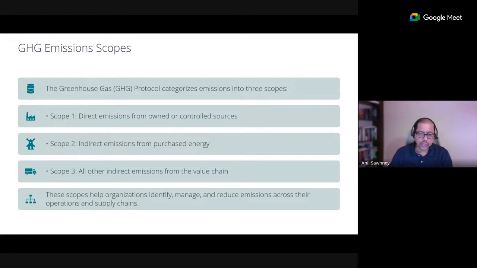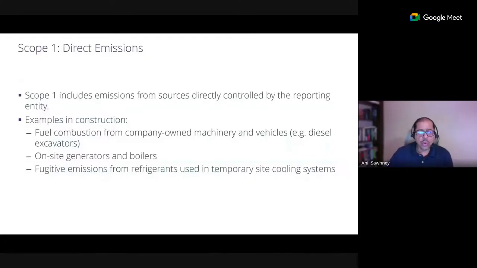It will change if you're doing WLCAs, and I'll share with you perhaps tomorrow or the day after how, after doing a WLCA for your building, you can then categorize scope 1, scope 2, scope 3 emissions. So scope 1 emissions are also called direct emissions.